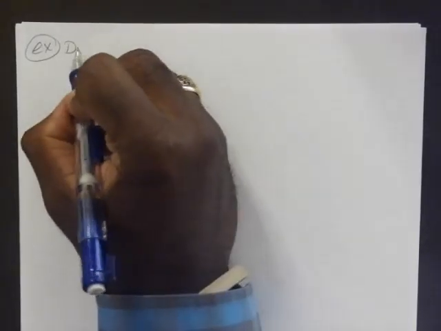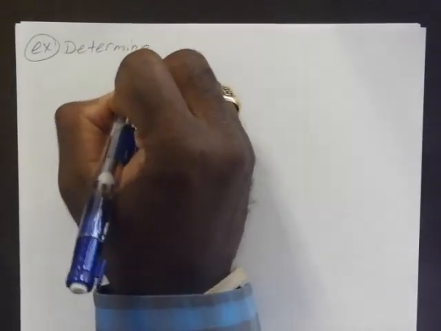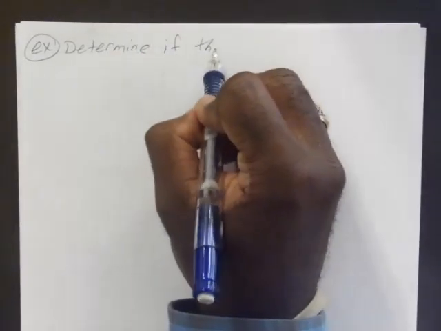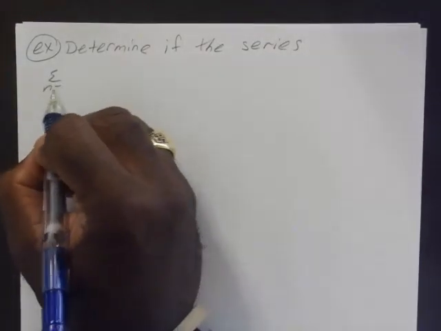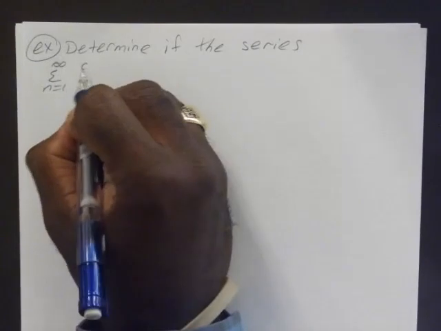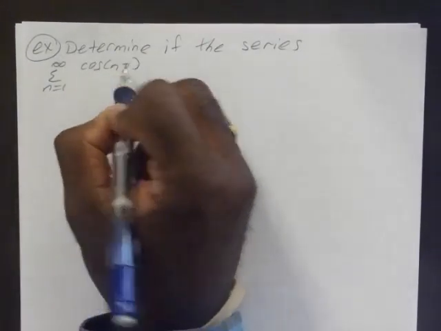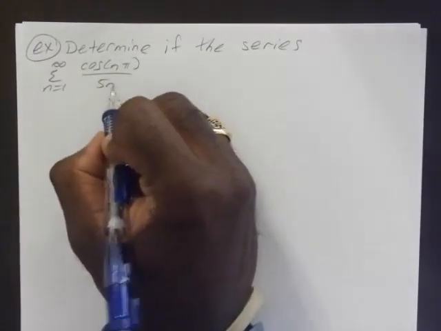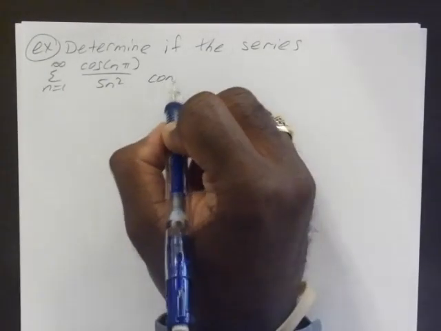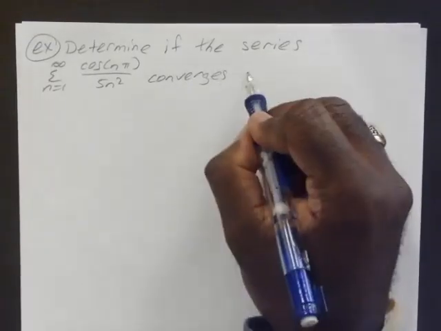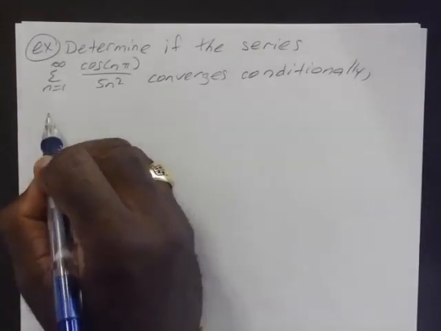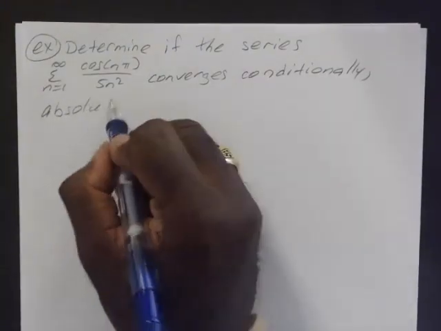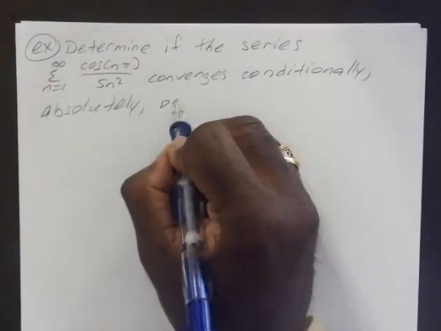All right. So let's say, for example, if we wanted to determine if the series sum from n equals 1 to infinity of cosine of n times pi divided by 5n squared converges conditionally, absolutely, or if it's divergent.